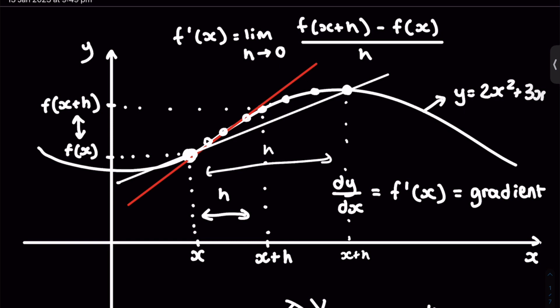Now the limit does not mean h is equal to 0, because otherwise we won't get an answer, because anything divided by 0 is undefined. There's no answer to that.